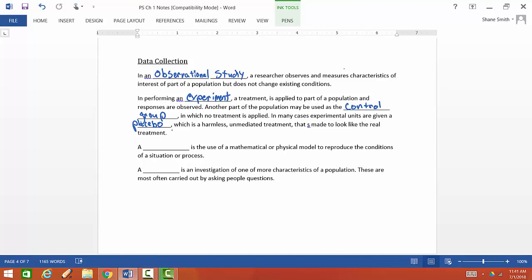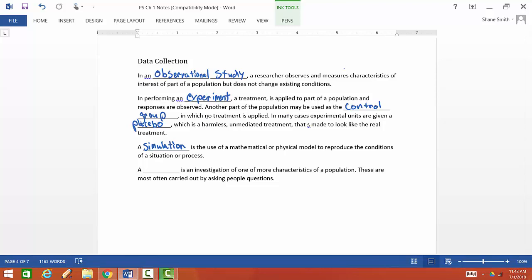Okay, the next one. A blank is the use of a mathematical or physical model to reproduce the conditions of a situation or process. So this blank is a simulation. We often do this when it's too dangerous to reproduce the effects of a situation, or it's impossible to reproduce the effects of a situation.